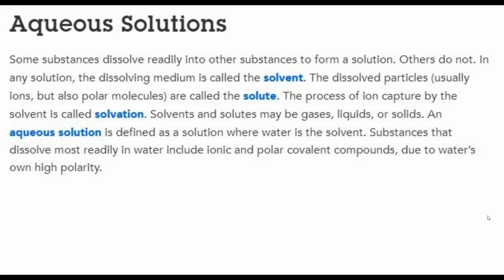But like we've mentioned before, aqueous means that water is going to be the solvent. That's going to be the thing dissolving the other substances. Substances that dissolve most readily in water include ionic and polar covalent compounds. So things that are ionic, made of a metal and a non-metal, cations and anions, usually dissolve pretty well in water because they have positive and negative ions. And since water molecules have those positive and negative ends, it gives them something they can attach to.